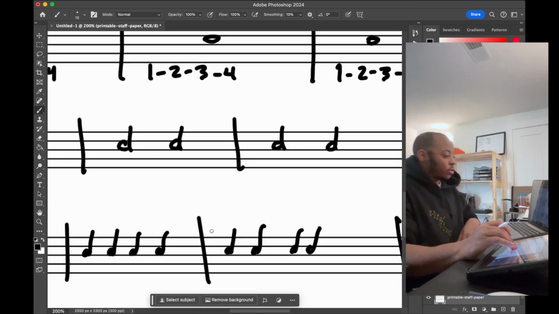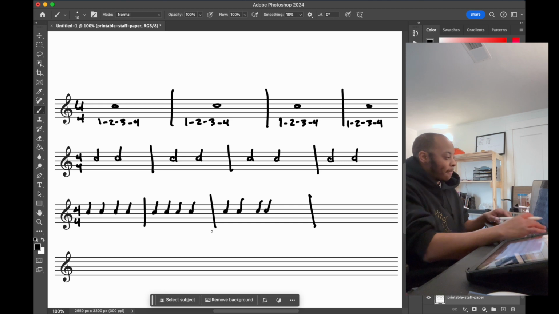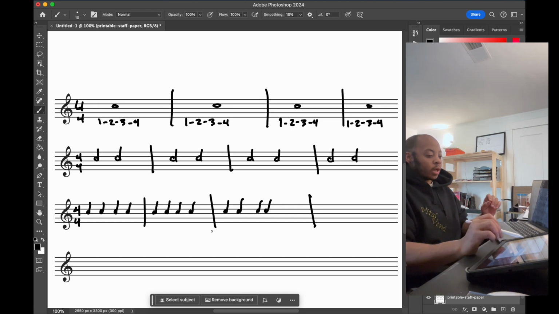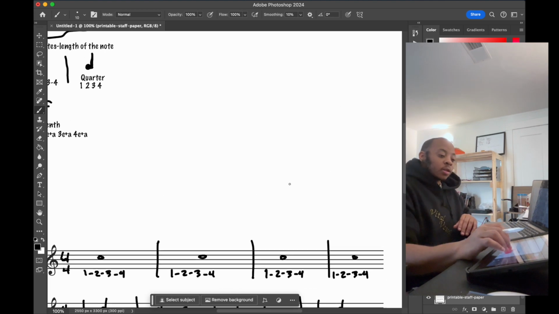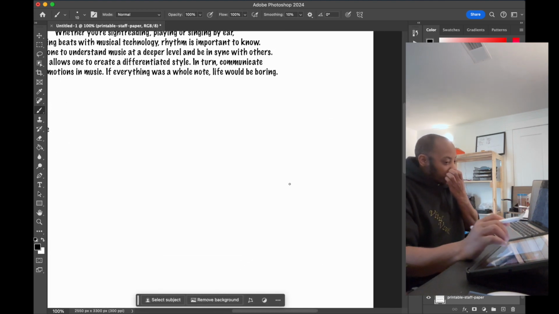So for now, that's how it's going to look on staff paper. You can have a total of a whole note, or 2 half notes, or the equivalent, and you can have 4 quarter notes. It can be different. It doesn't always have to be the same. So this leads me to the rhythm tree.